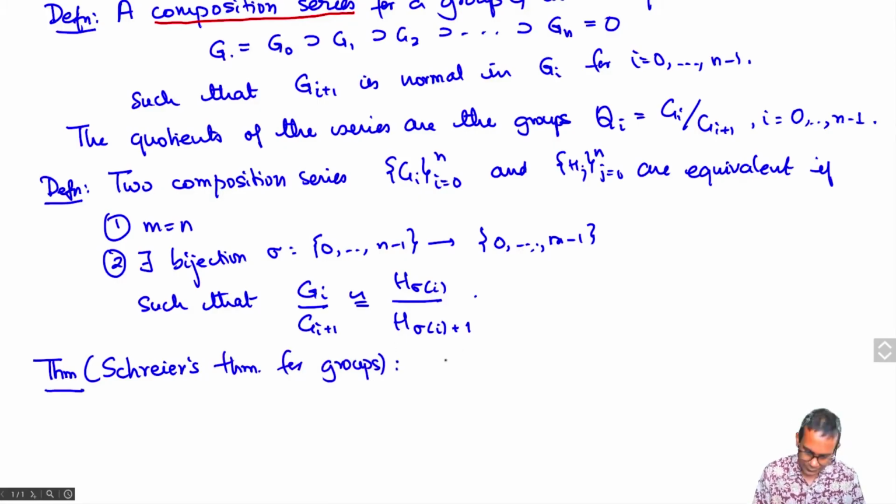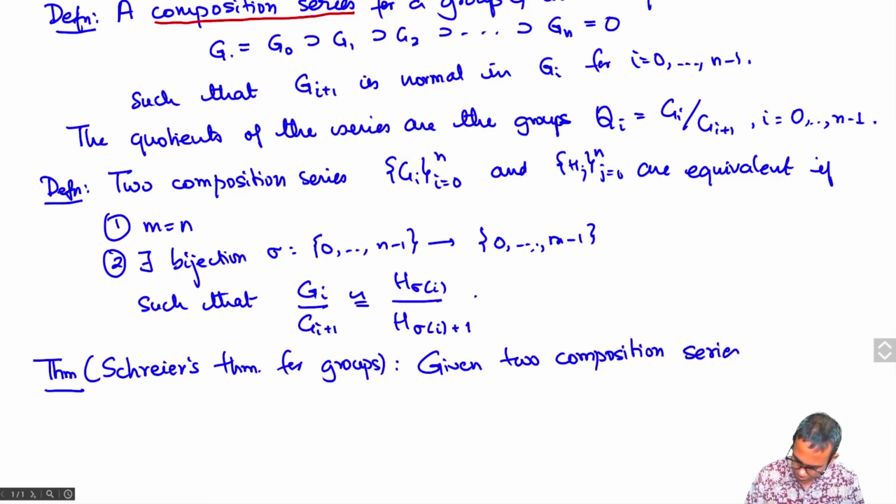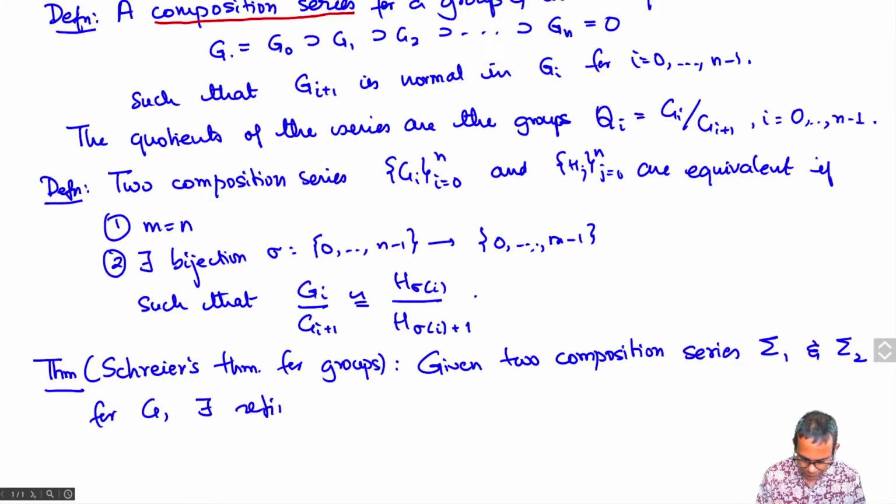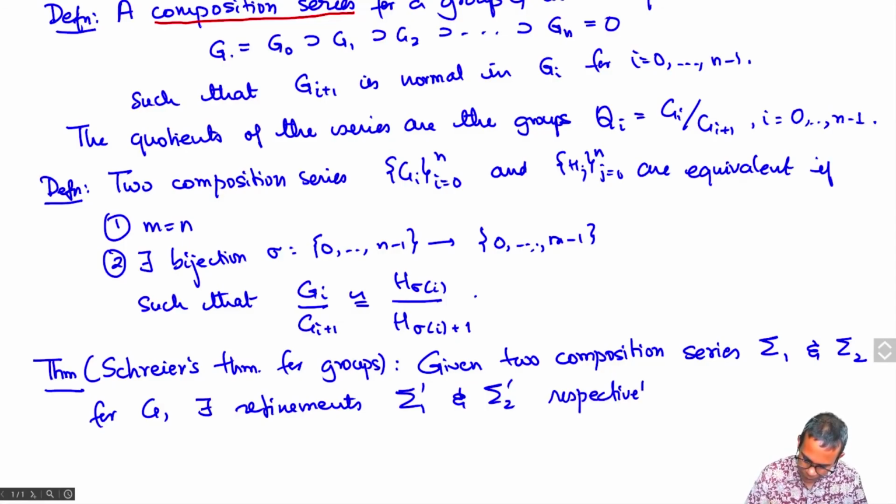And it says that given two composition series, sigma 1 and sigma 2 for the same group G, there exist refinements sigma 1 prime and sigma 2 prime of sigma 1 and sigma 2 respectively, such that sigma 1 prime is equivalent to sigma 2 prime.